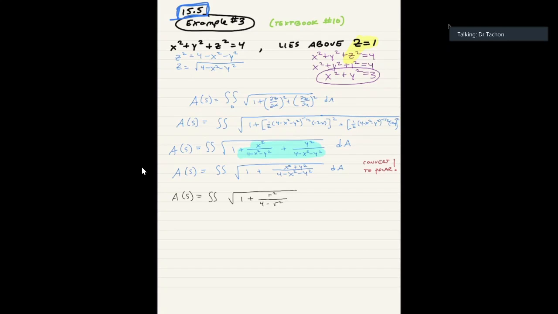dA is r dr d theta. That's what it is. So r dr d theta. And then what? The bounds. What are the bounds out front? Well, here's my circle. So the radius bounds are going to be from 0 to radical 3, because the radius squared is 3, so the radius is radical 3. And then we're dealing with the whole disk. It doesn't give you any restrictions, so 0 to 2 pi for the outside bounds.